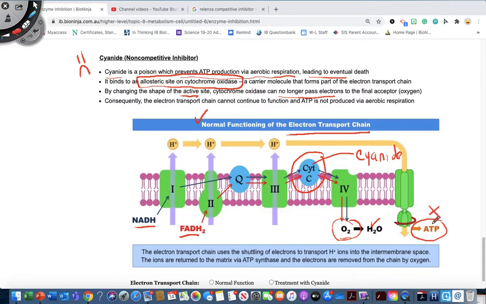ATP is not going to be produced, and therefore aerobic respiration is not going to do what it's supposed to do, which is take the oxygen to your cells and provide your cells with energy. Your cells without oxygen, your cells without energy, pretty much means that you are dead. So in this case, cyanide is acting as a negative non-competitive inhibitor.